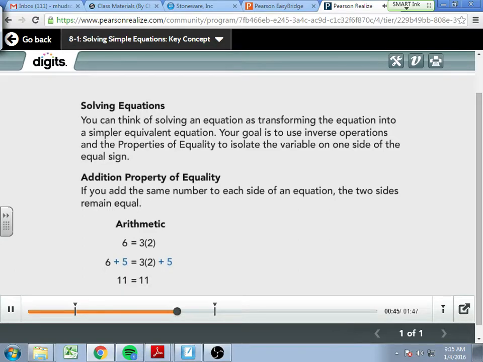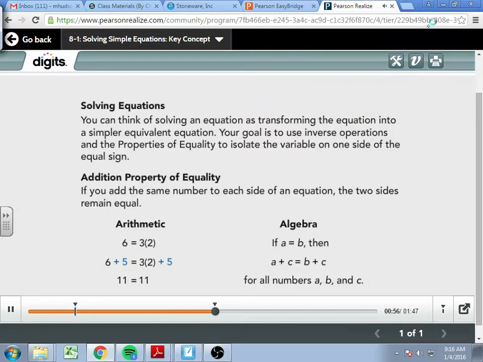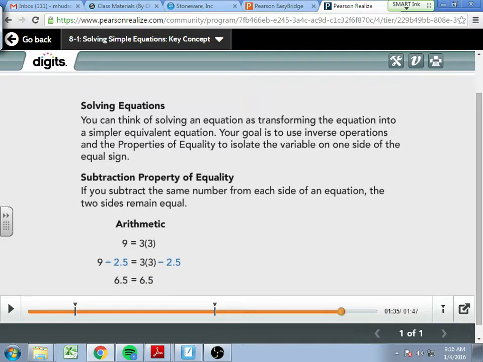Another way to state the addition property of equality is that if A equals B, then A plus C equals B plus C for all numbers A, B, C. So this is just going over the properties of equality. If I do anything to both sides of the equation, it stays the same. So whether I add, subtract, multiply, or divide, as long as I do it to both sides of the equation, it stays the same.